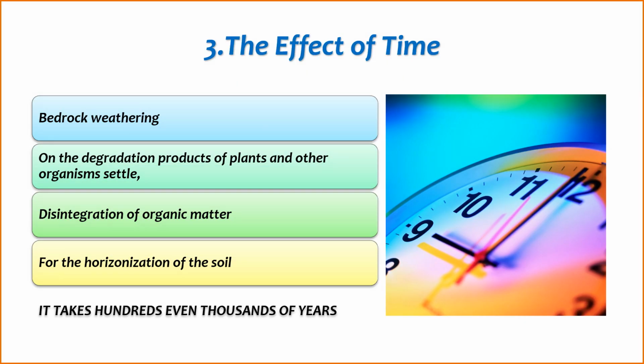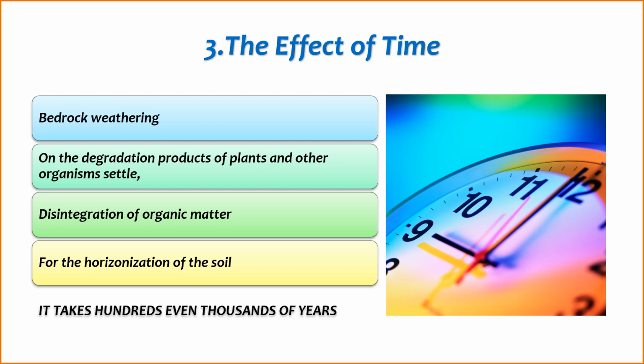The weathering of bedrock is a complex process that involves the gradual breakdown of rocks into smaller particles over an extended period. The following steps illustrate the stages of bedrock weathering and the time required for horizon development in the soil. 1. Initial weathering. Time frame: hundreds to thousands of years. Process: physical and chemical weathering processes begin as rocks are exposed to environmental factors such as temperature fluctuations, moisture, and biological activity. 2. Organic matter settlement.